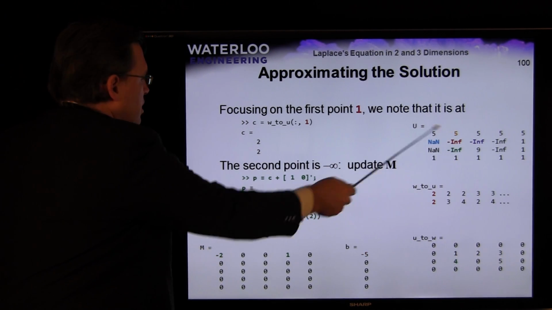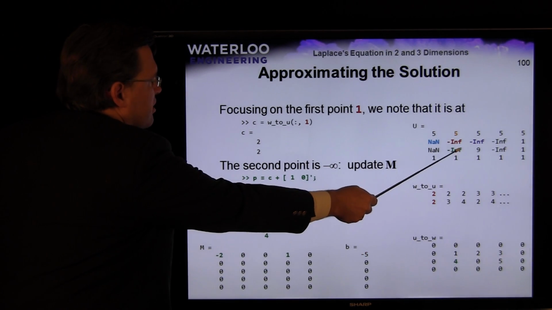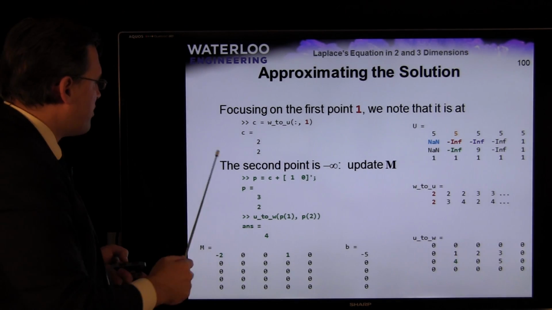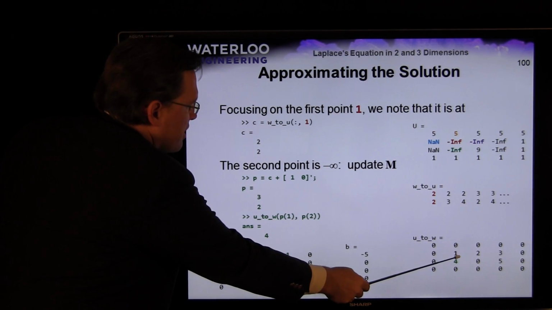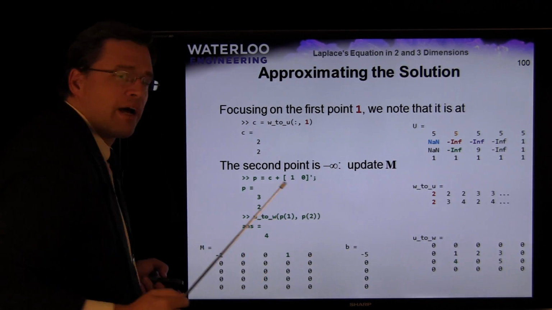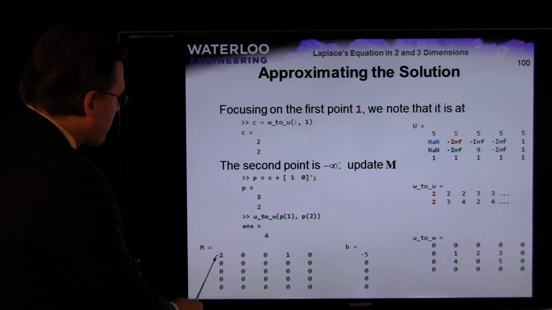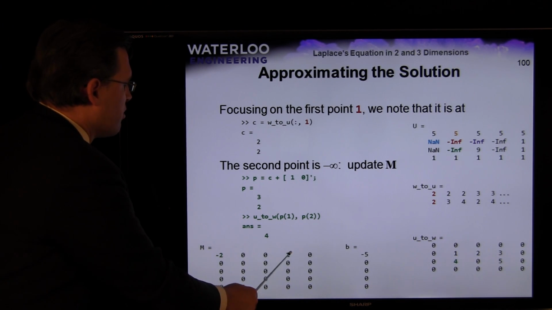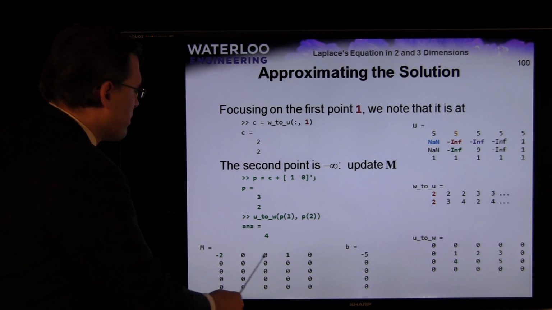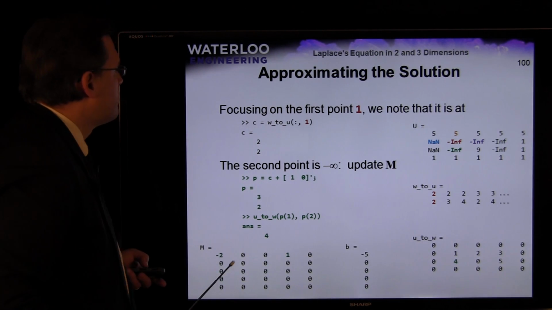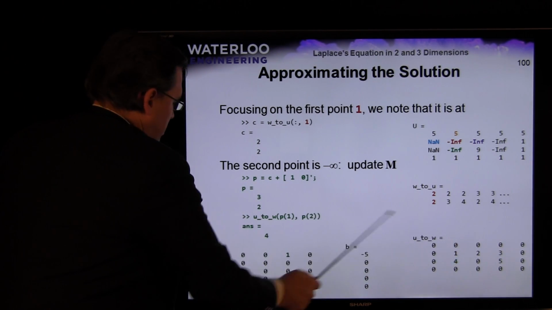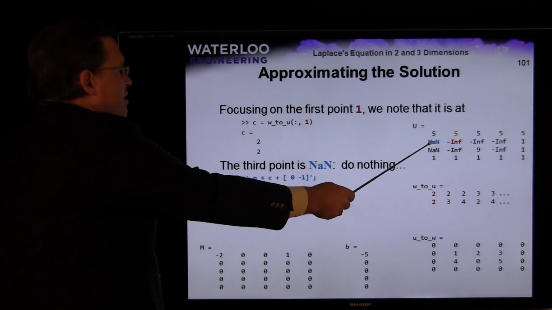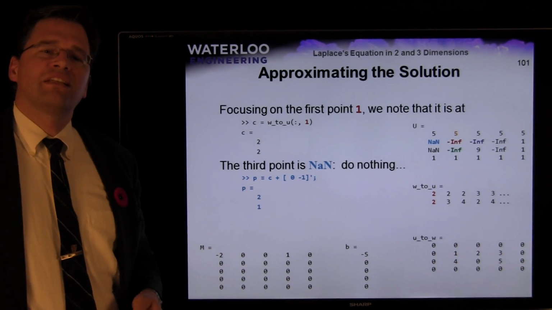Let's go to the second point. Adding 1, 0 gives us this location here. It's negative infinity, so we can go to this matrix and determine that it is the 4th unknown. So we will subtract 1 from the diagonal, in this case 1, 1, and we will also add 1 to 1, 4. So we're starting with the first value, so 1, 4. Here we have not a number. That's the easiest condition. We do nothing.